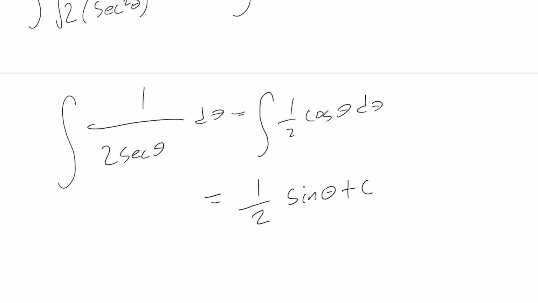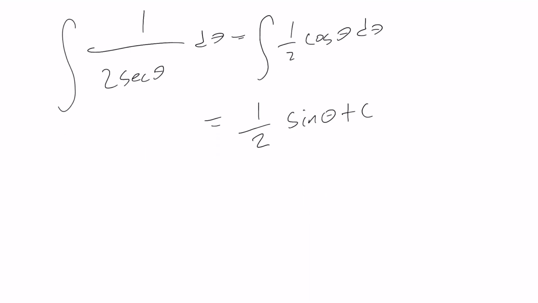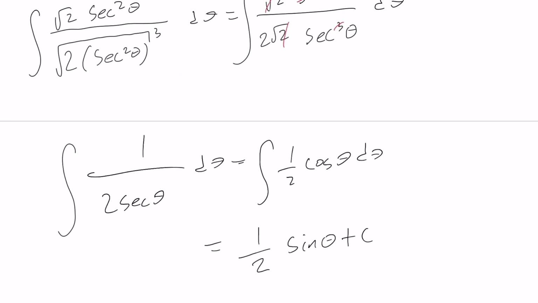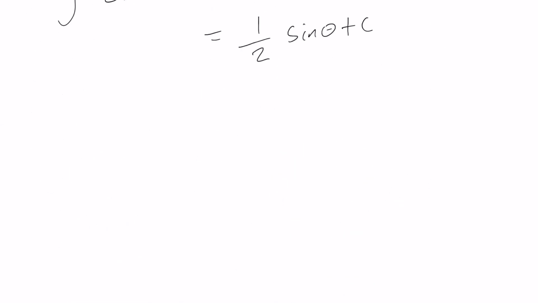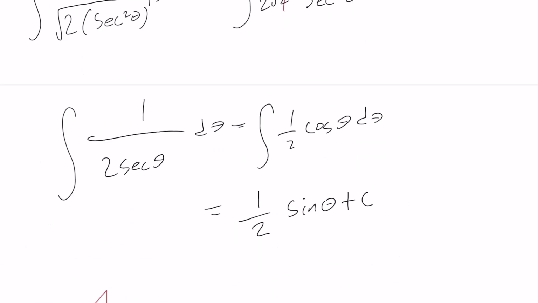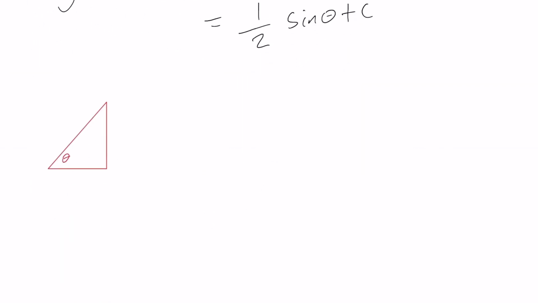So we found our antiderivative in terms of theta. Now we just want to write it in terms of u's and then in terms of x's. So remember, u equals root 2 tangent theta here. So this tells us that tangent theta equals u over root 2. So if I draw a triangle here to find out what sine is, here's my theta. What did we say it was? Tangent theta equals u over root 2. So opposite over adjacent is u over root 2.